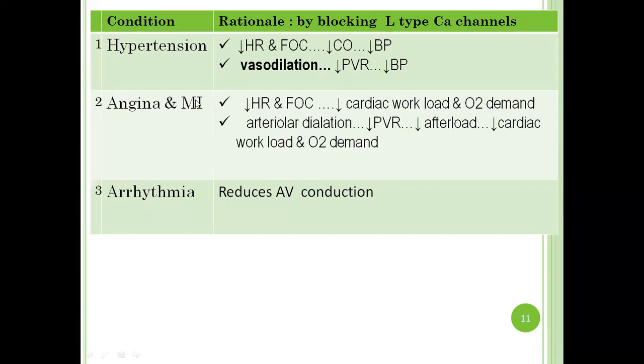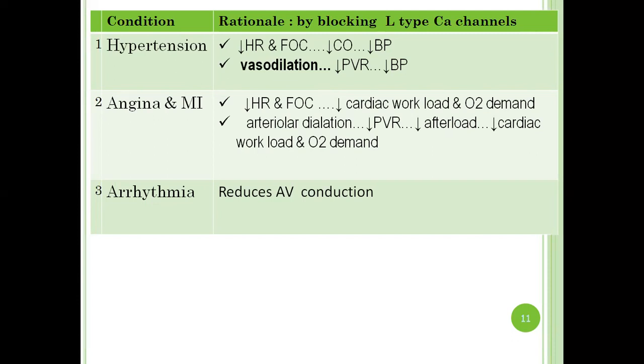Why is it used for hypertension? Hypertension is a condition in which there is elevated blood pressure. By blocking the L-type calcium channels, calcium blockers help to reduce heart rate and force of contraction. Thereby, it reduces cardiac output and blood pressure. Calcium blockers also cause vascular smooth muscle relaxation that will lead to vasodilation, thereby reducing peripheral vascular resistance and decreasing blood pressure.